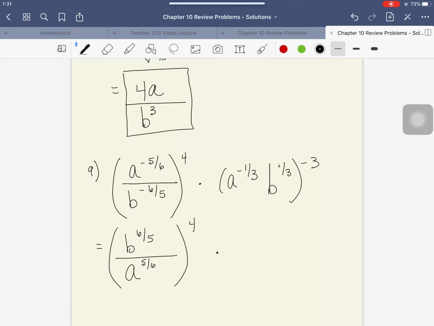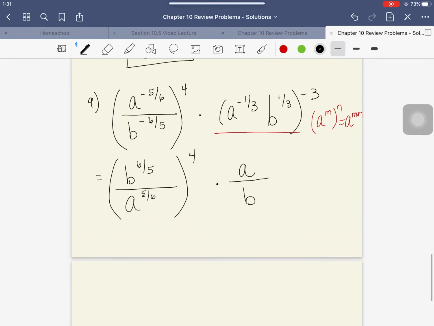Now if I have a power raised to a power, I multiply. So here, this portion, I'm using a to the m to the n is equal to a to the mn. So negative 1/3 times negative 3 over 1 is going to give you a positive a. b to the 1/3 times negative 3 over 1 is going to give you a negative 1. So b to the negative 1st power, I drop it to the denominator, and so this will be a over b.